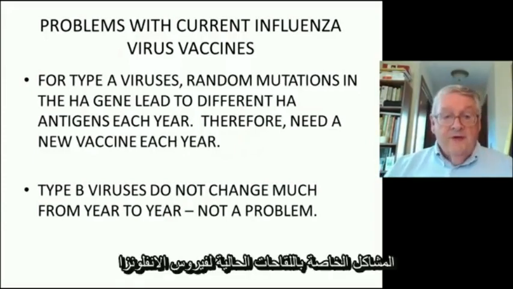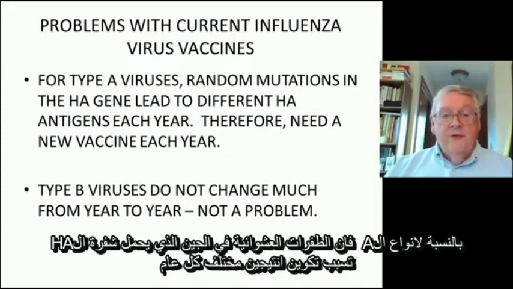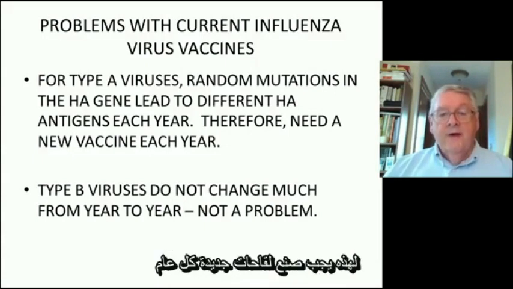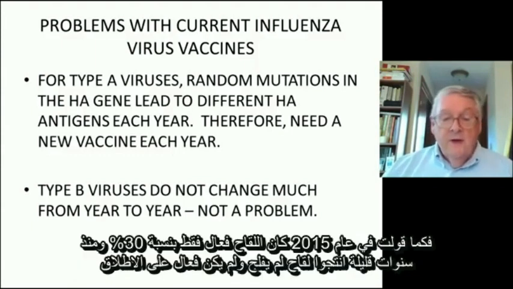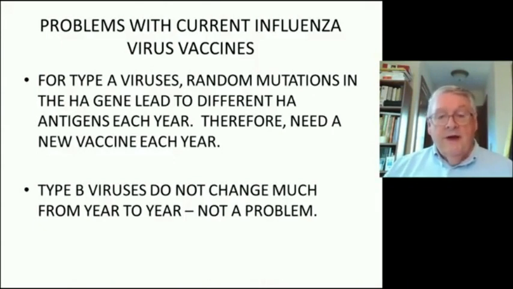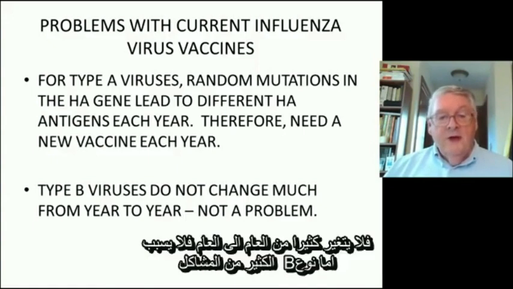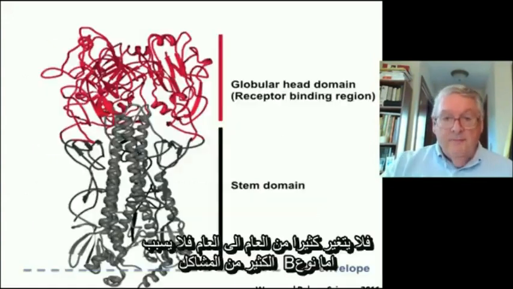Problems with current influenza vaccine. For type A viruses, random mutations in the HA gene lead to different HA antigens each year. Therefore, need a new vaccine each year. It's very expensive to make, and also is kind of hit or miss when you get it correct. As we said, in 2015, the vaccine didn't match very well, about 30% effective. And a few years ago, they had a vaccine that didn't work at all. So that's a problem. Type B viruses do not change much from year to year, so that's not a problem.